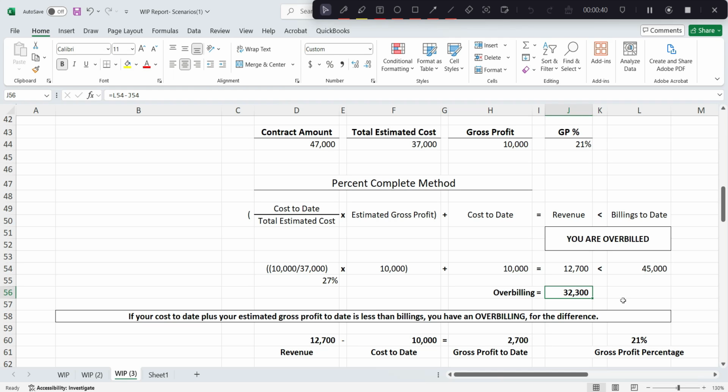We are $32,300 overbilled on the project. We've billed way ahead. Or in other terms, we recognized a much higher gross profit percentage than we estimated.